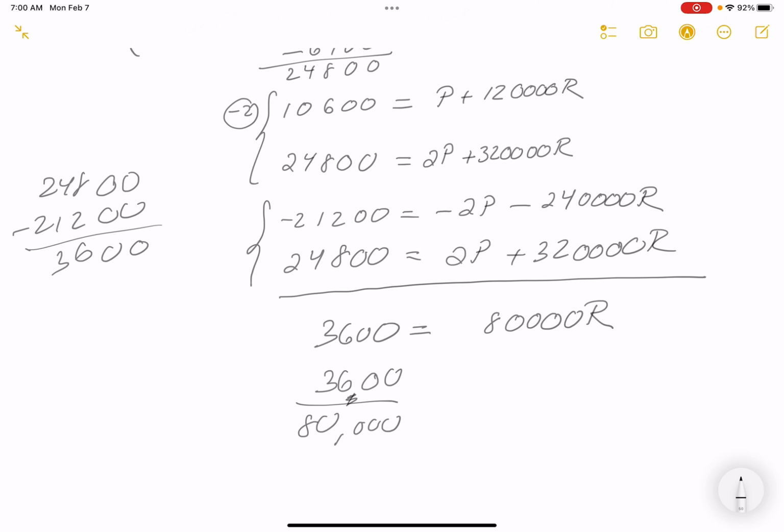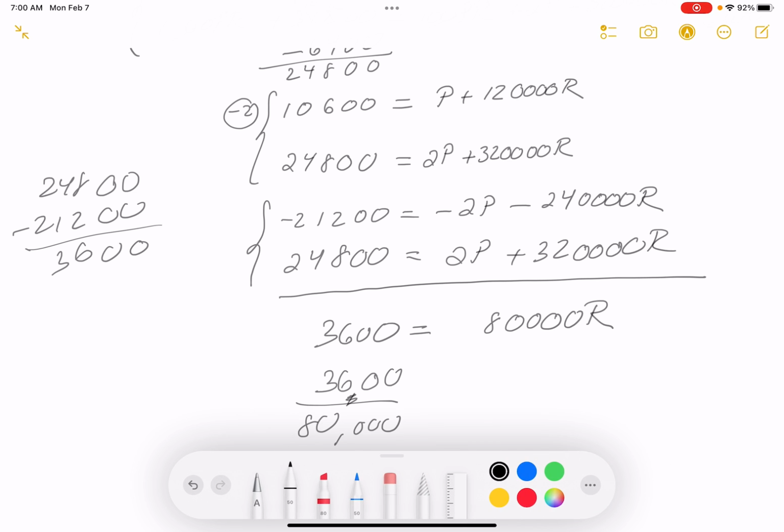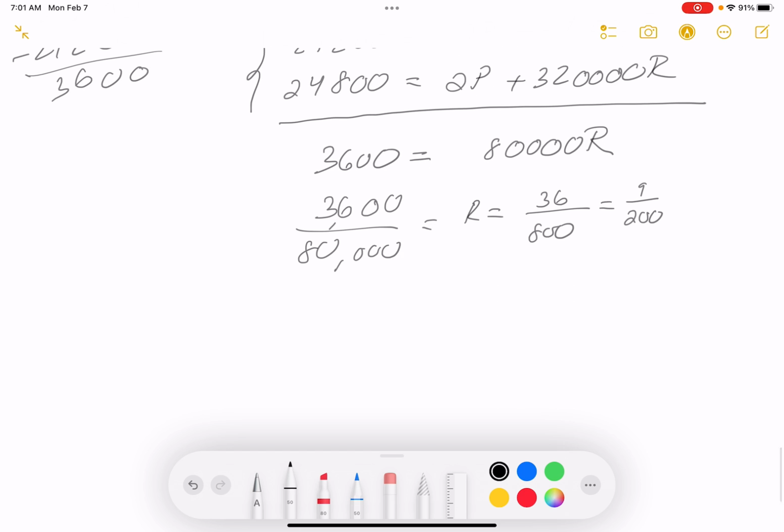Whoops. Let me go backwards on that. And that equals R. I'm going to reduce that, and that's going to be 36 over 800. I'm dividing top by 100, by the way. And I'm going to reduce that. 4 goes into 36 9 times, over 200. All right? So I found my R. And as someone says, you took so long to get there, I forgot what R is. R is the rate. So I'm going to point out what the rate is. It's 9 over 200. This is R.